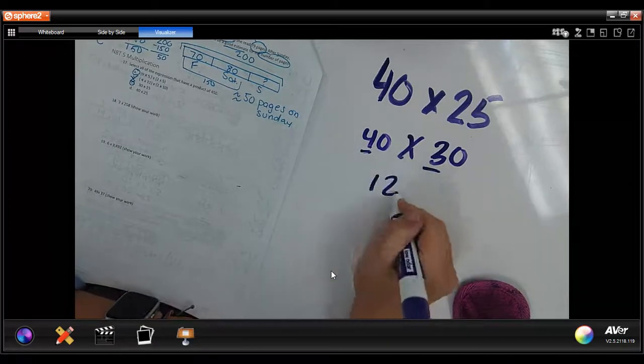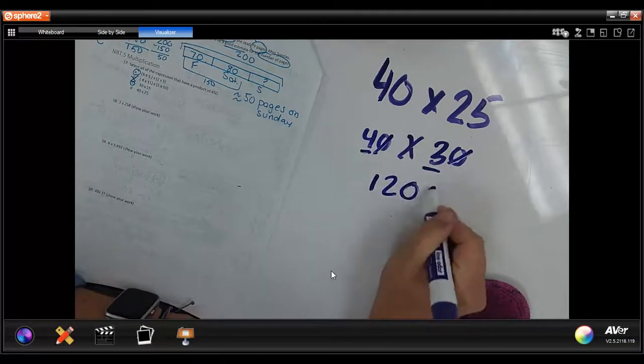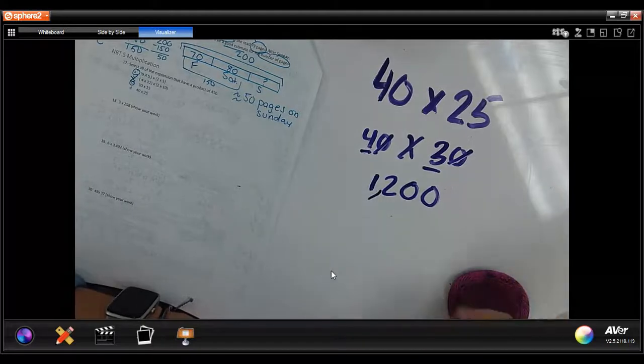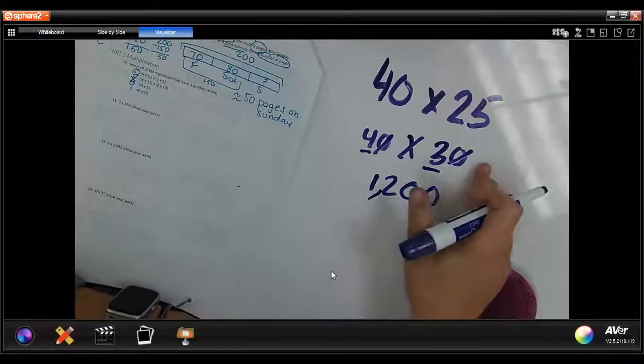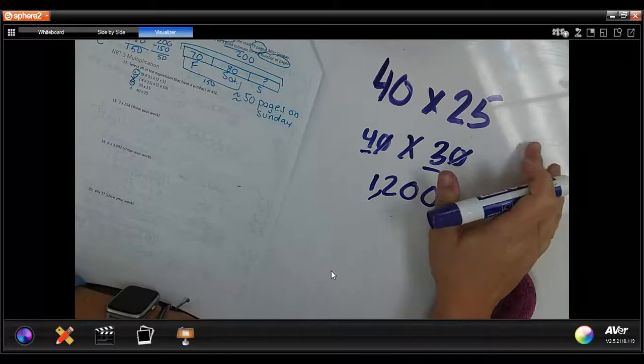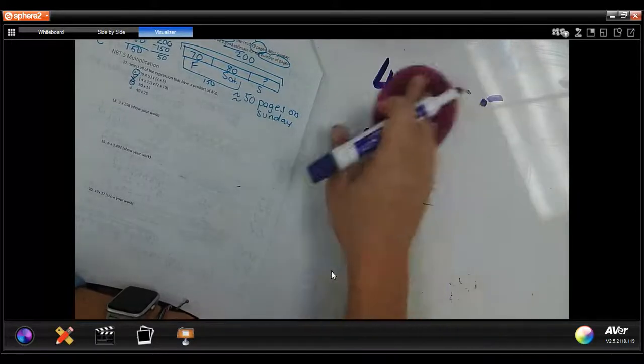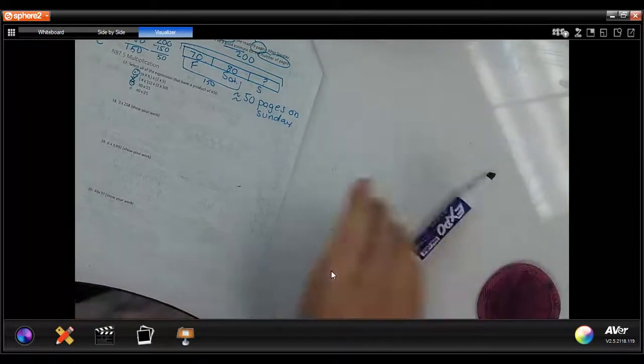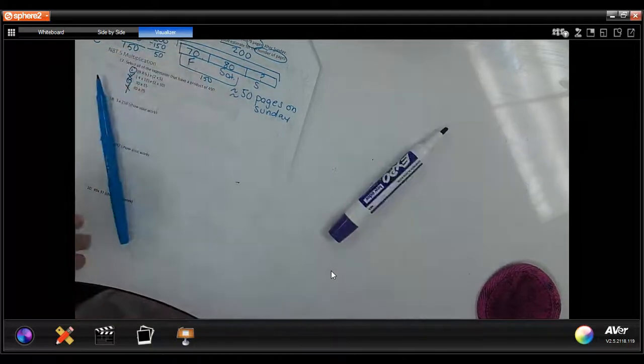4 times 3 is 12. I need 2 zeros. So that's about 1,200. That answer, even though I rounded up, no matter what, this is going to be way too large. So I do not have to use the area model to solve that one. So I know that is not one of my correct answers.